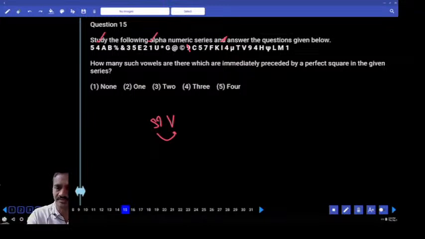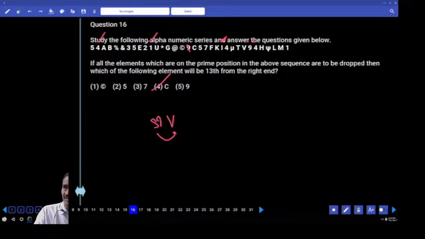Sorry, this is I. 4 followed by vowel is not possible. Now here 4 followed by 9 followed. That's it. And so how many are there? There are only 2. Choice 3, question number 15. There are only 2 such squares followed by a vowel.